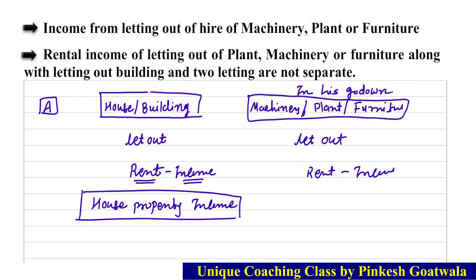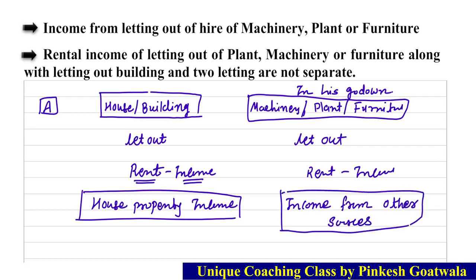But this was machinery, plant, furniture. If it is given on rent, in that case whatever income he earned will come under the head income from other sources. Which head will it go to? That is income from other sources. Clear? So remember this point. If he has a house or building it will go to house property, but if there is machinery, plant, furniture in the godown, where will it go? Income from other sources.